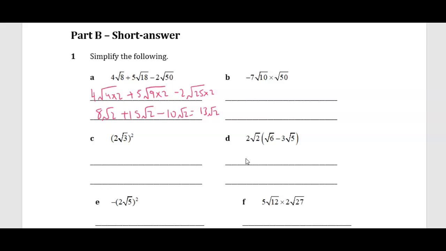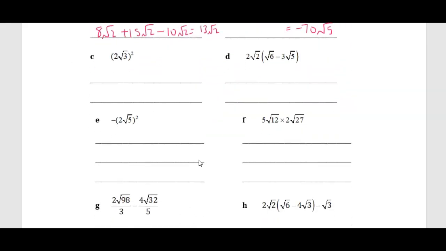Okay, so here we've got the square root of 10 times the square root of 50. Remember, you just multiply those numbers. You can simplify here, but I'm going to do the multiplication. I forgot to write my 7. So 10 times 50 is 500, and we've got negative 7. The highest square factor that goes into 500 is 100, so 100 times 5. And the square root of 100 is 10. So we're going to have negative 70 root 5.